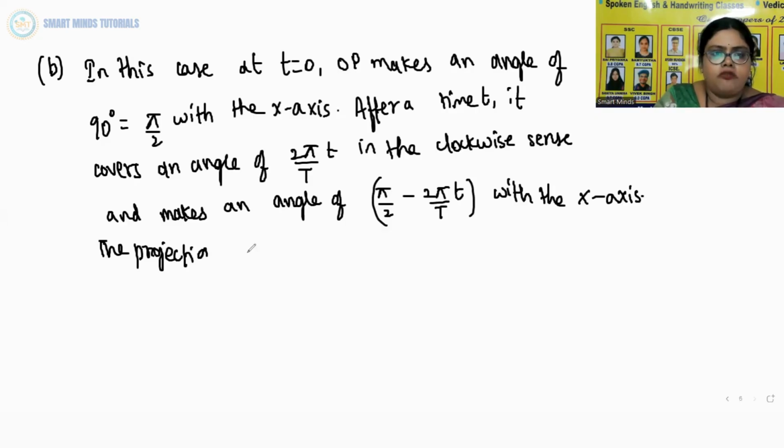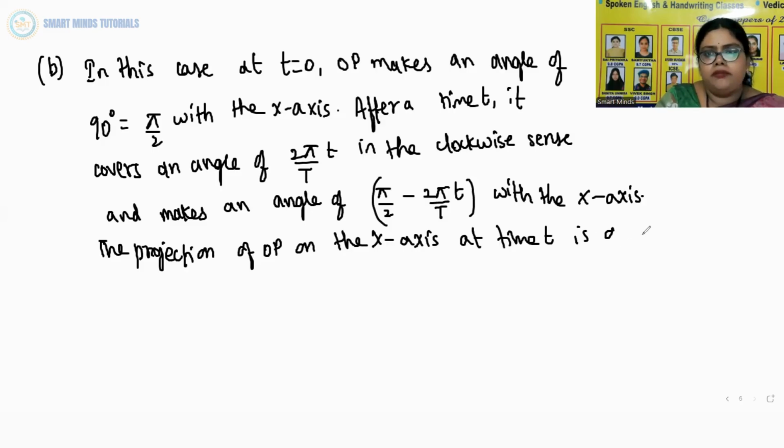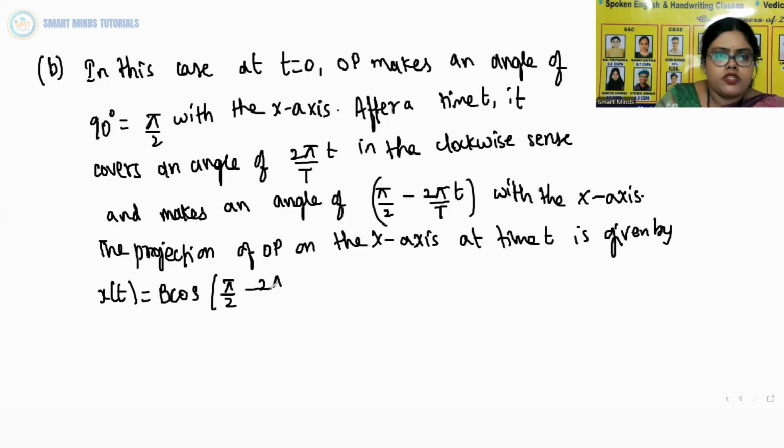And the projection of OP on the x-axis at time t is given by x of t is equal to B cos pi by 2 minus 2 pi by T into t. That is equal to, cos 90 minus theta is sin theta, right? So we write sin 2 pi by T into t.